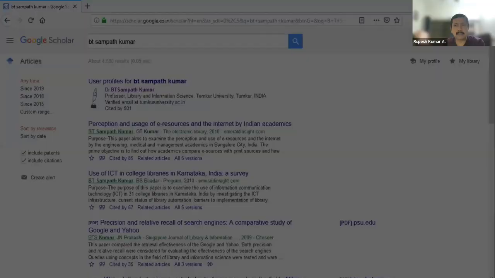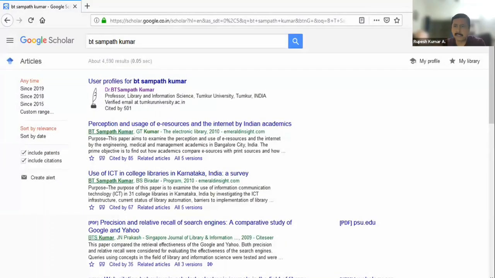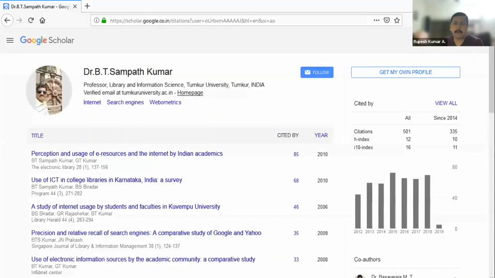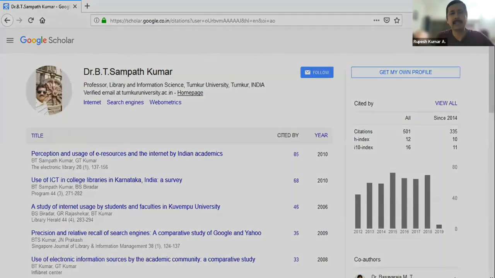So here is another profile. You can search for profiles of others also. I have searched for BT Sampath Kumar's profile and I have found his profile. Okay. This is an older screenshot. His index has greatly improved now. I showed you a newer profile earlier.